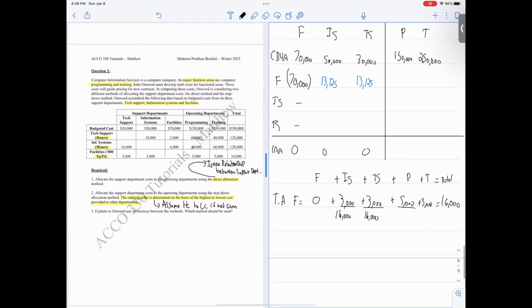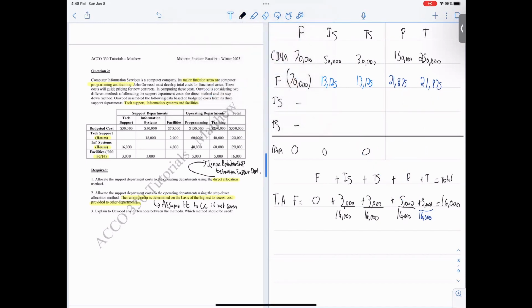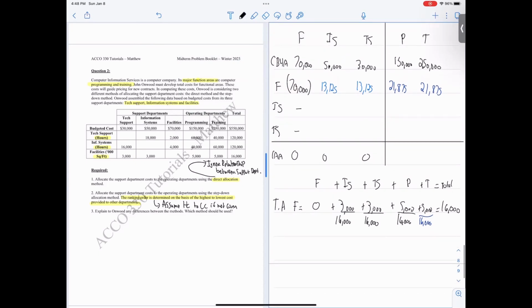Now programming, 5,000 over 16,000. That should come out to 21,875. And then we got 21,875 here as well because it's the same proportion. If you don't believe me, look here, 5 over 16, 5 over 16. So 70,000 times 5 over 16, then 70,000 times 5 over 16. And there you go. Okay, that is facilities completely allocated.